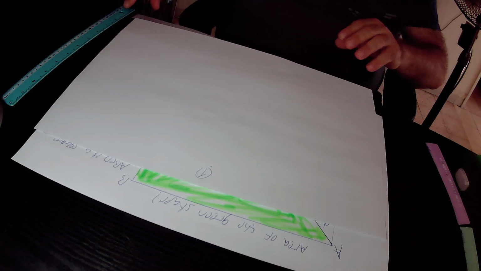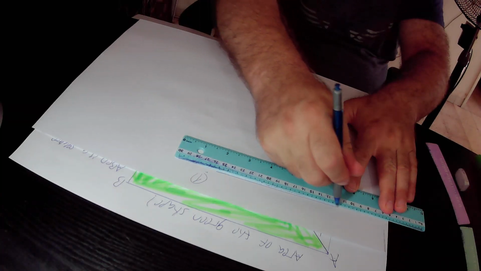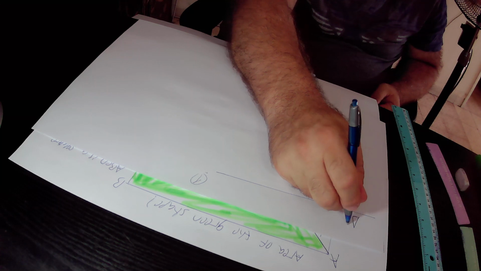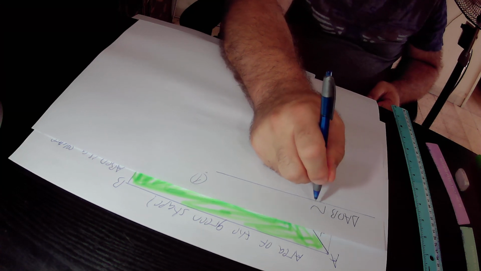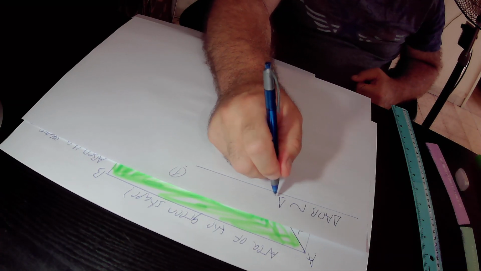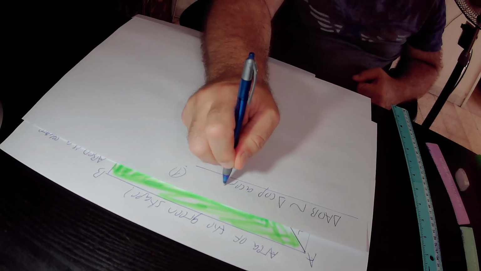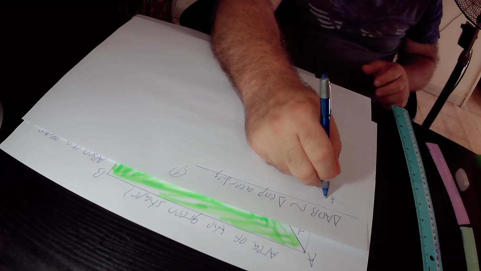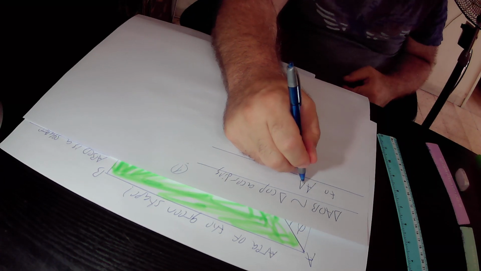We found out that the big triangle AOD is similar to the small triangle COP according to the angle similarity rule.